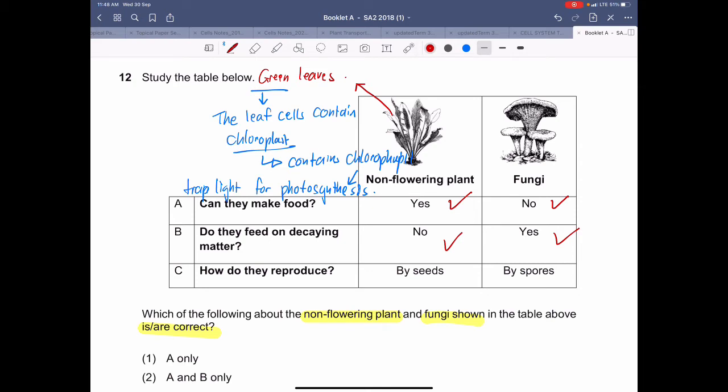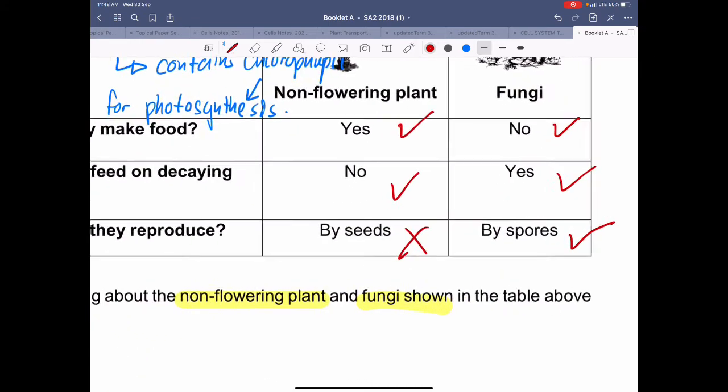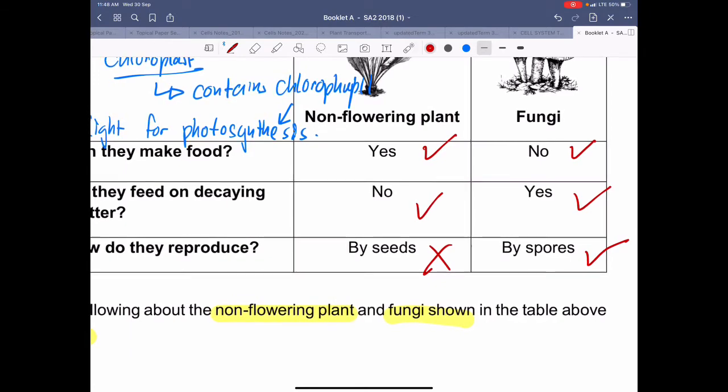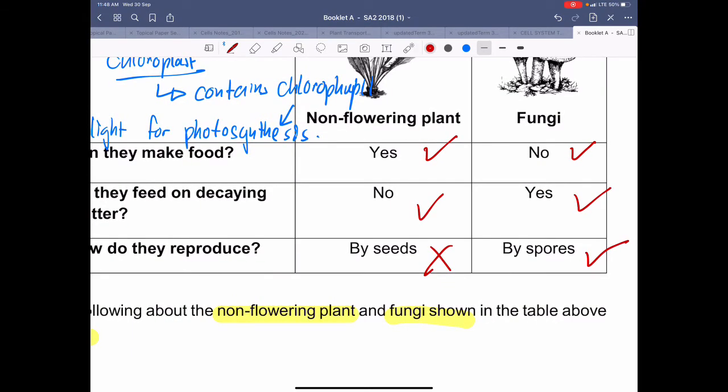Next, C. How do they reproduce? By seeds, by spores. By seeds is wrong, by spores is yes. Now, how do you realize this? This is extremely, extremely important. Listen. You can only reproduce by seeds if you have fruits. And your fruits actually come from flowers. Yes. So therefore, by seeds you can only have flowering plants.